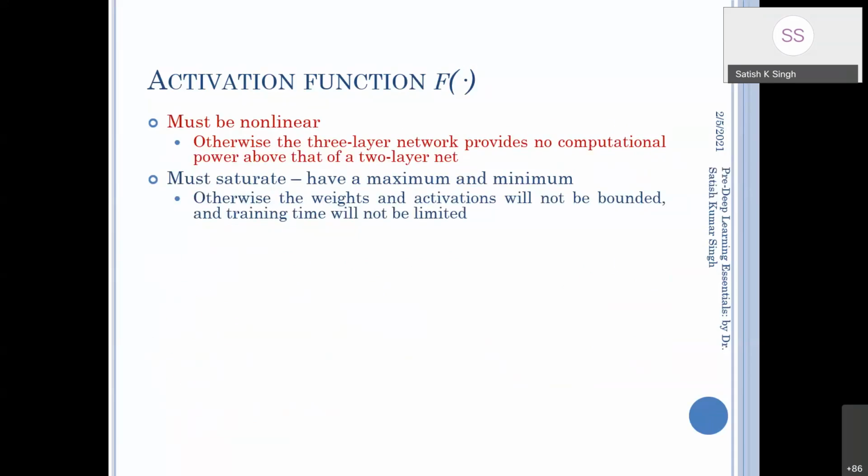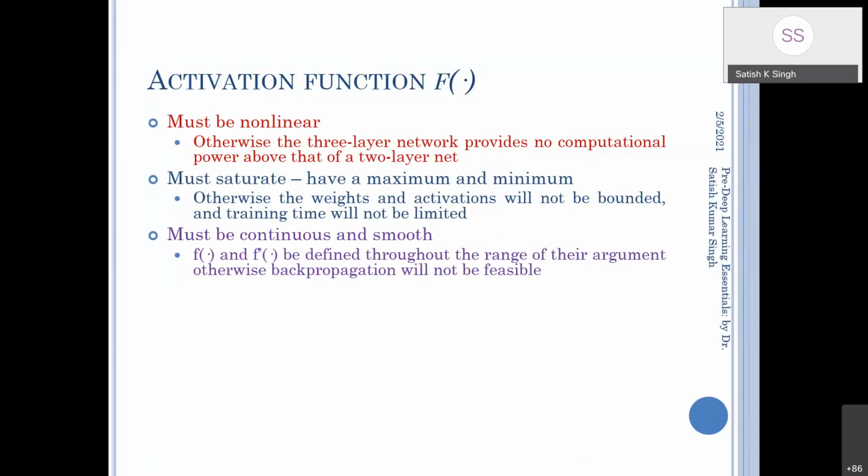Otherwise, the weights and activations will not be bounded. What does it mean? The training time will not be limited. If it is not bounded, you cannot guarantee the optimization. It can settle anywhere. No saturation point, nothing will be obtained. So that's why it should be saturable in nature.